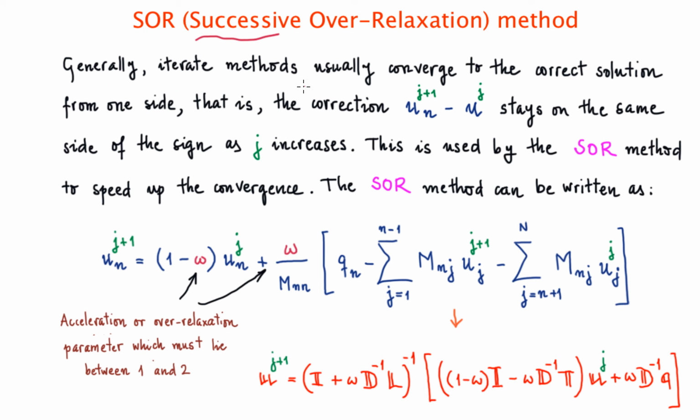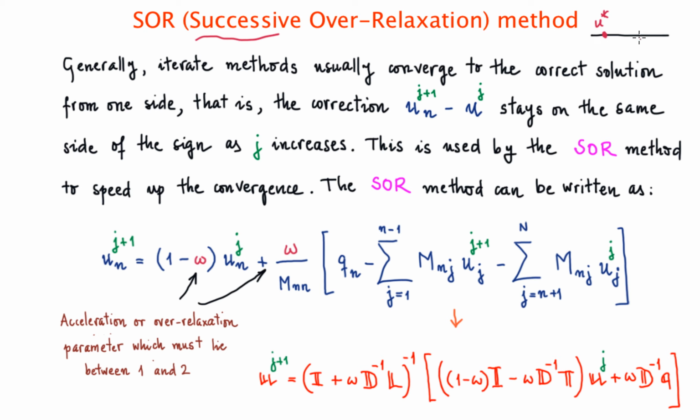Generally, iterative methods like the Jacobi or the Gauss-Seidel method usually converge to the correct solution from one side. That's the correction from one iteration to the other always stays on the same side of the sign as the number of the iteration increases. So that basically means the following. Let's consider, for example, this is the axis, and we do have that the exact value is this. This is U star, the exact value.